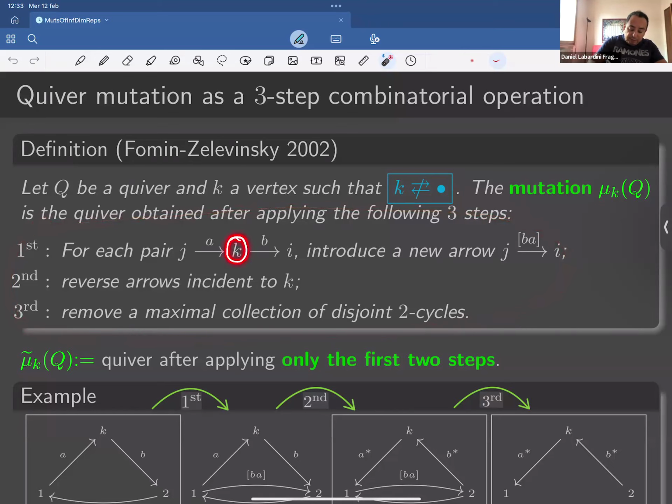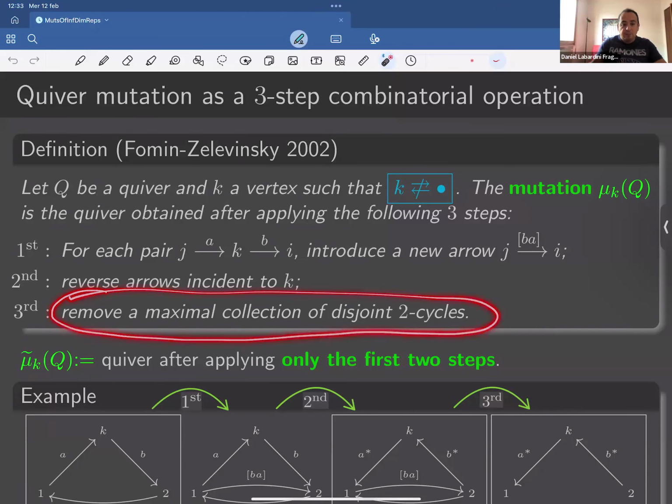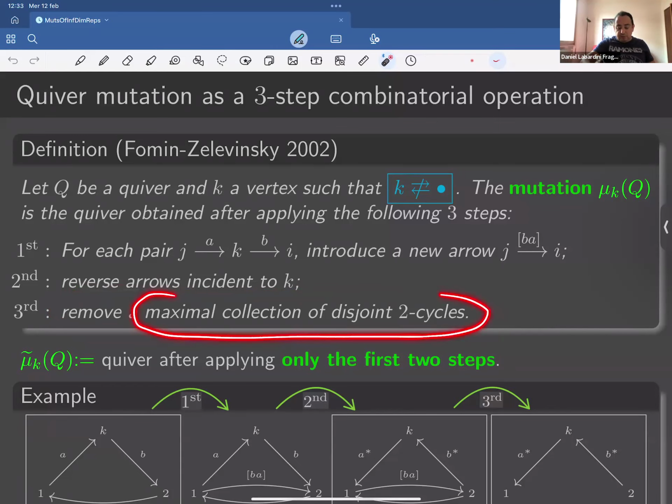Namely, every time you have an incoming arrow into k and an outgoing arrow from k, one adds a new arrow that one thinks of as a composite arrow from j to i. Then one reverses arrows incident to the mutating vertex. And then finally, one removes two cycles, say one by one. A maximal collection of disjoint two cycles is obtained by looking for two cycles, and whenever you see one, you erase it combinatorially, and then keep looking. If you see another one, you erase it, etc.